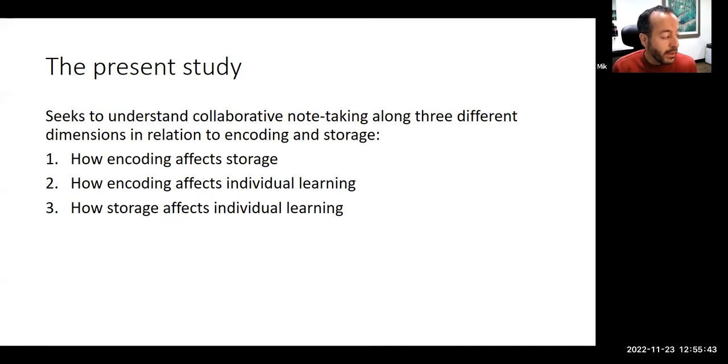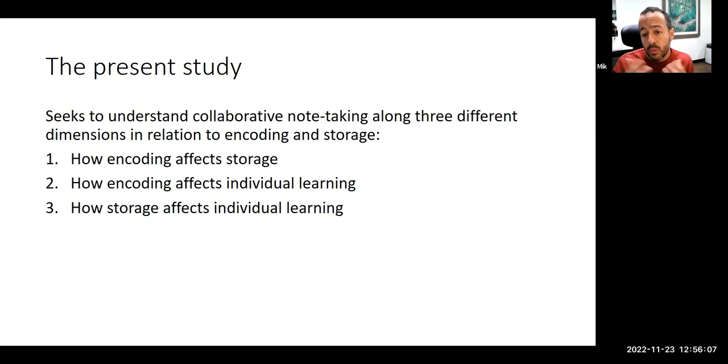And then how does encoding affect individual learning performance? That just means, how does the kind of encoding processes that we talked about already affect, let's say, your score on exams or grades in the class? And then how does storage, the quality of your notes, affect your learning? So I'm trying to figure out what really has more impact on learning.